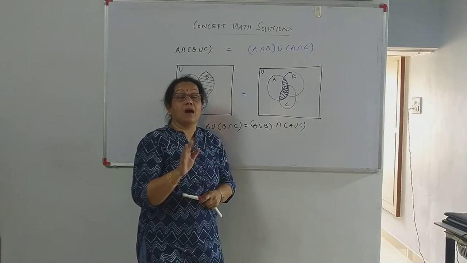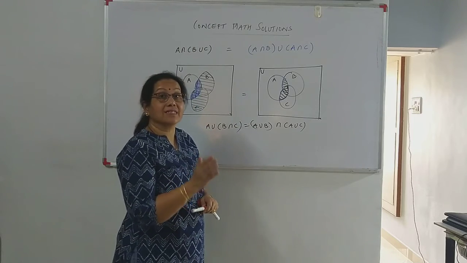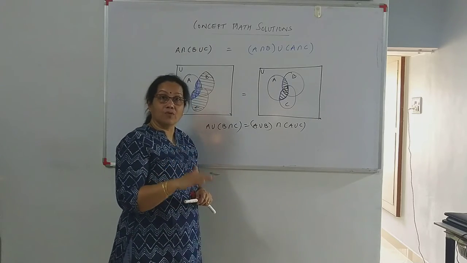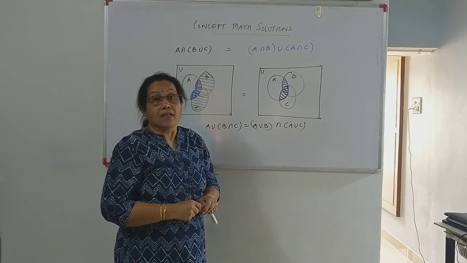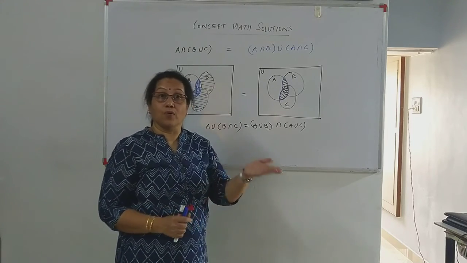Intersection and union are both associative as well as commutative. And we have discussed A intersection phi, A union phi and so on, right? These are the properties of union and intersection of two or more sets.